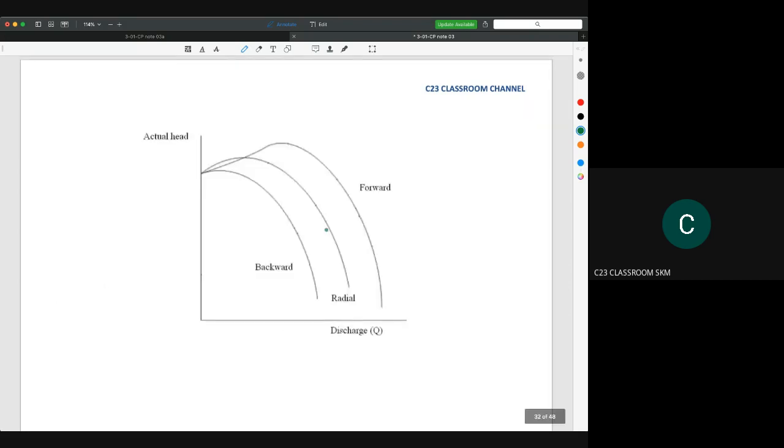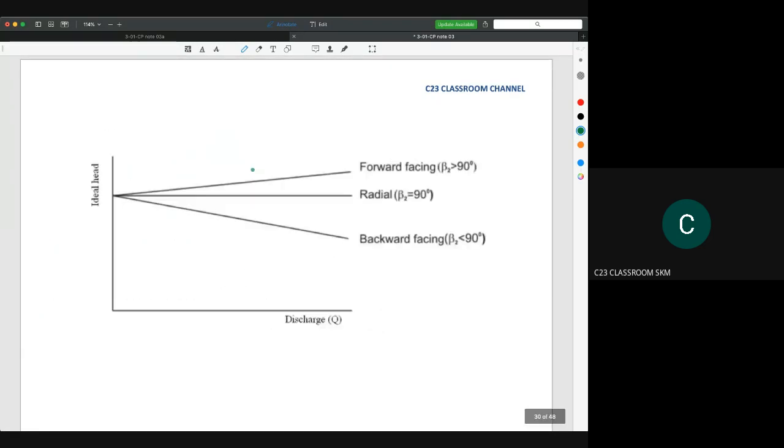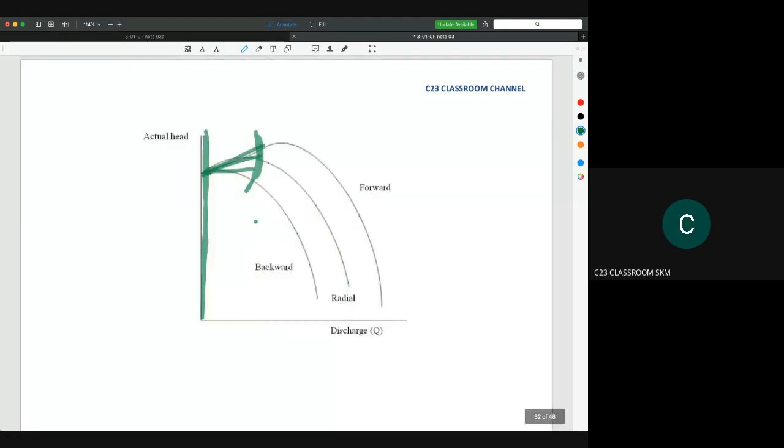Again, another thing you could say about the difference between the forward, radial, and backward blades is actually about the discharge and the head here. What you saw just now is the graph up to this point. That's why you have forward, radial, and backward. You could see here, this is the small scale of the graph, and this is the larger scale of the graph.